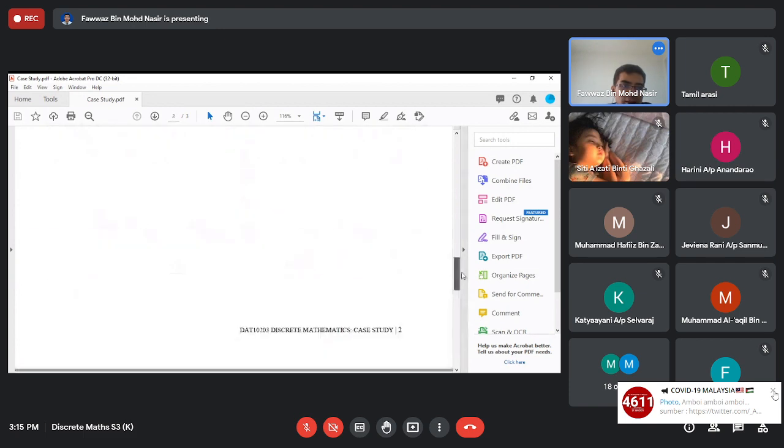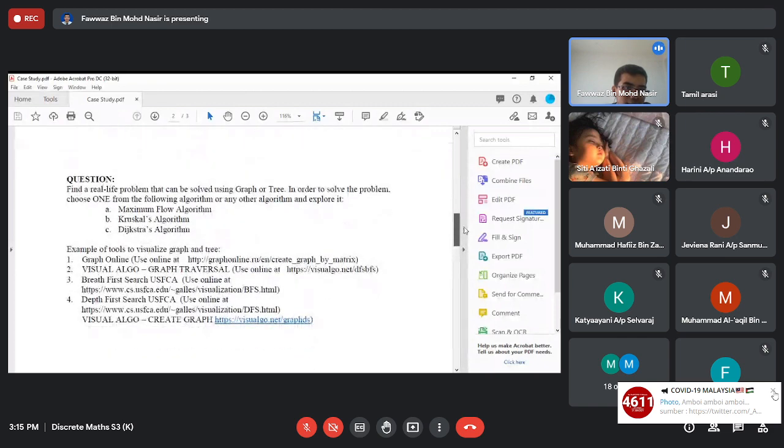So basically kita tengok dia punya question dia kata find a real life problem that can be solved using graph or tree. In order to solve the problem, choose one of the following algorithms or any other algorithm and explore it. Okay, so you can choose one of these algorithms to solve the problem.